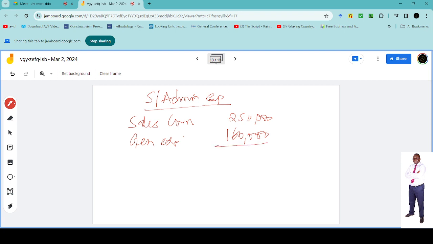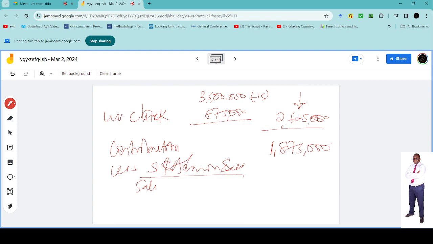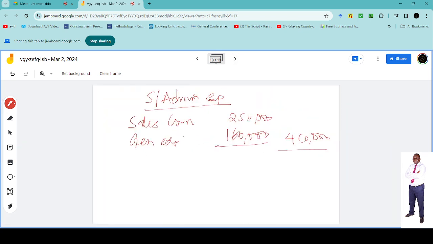When we subtract this, and of course these are expenses which are not fixed, and when you add them, that is around 410. If you now subtract them from what we have over here, this gross contribution of 1875 minus 410, then you get 1465. So this is what we call net contribution.